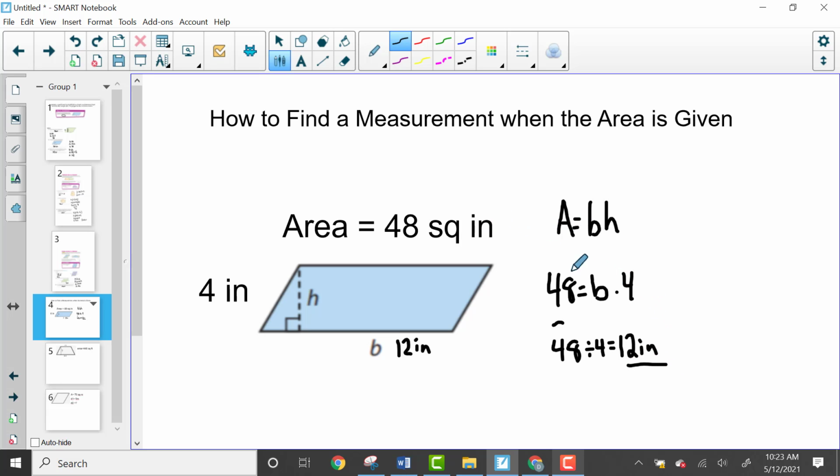So again, whenever we have the area given, you take the area and divide it by all of the measurements that have been given already, after you work out the right side of the equation, and then you have your missing measurement.